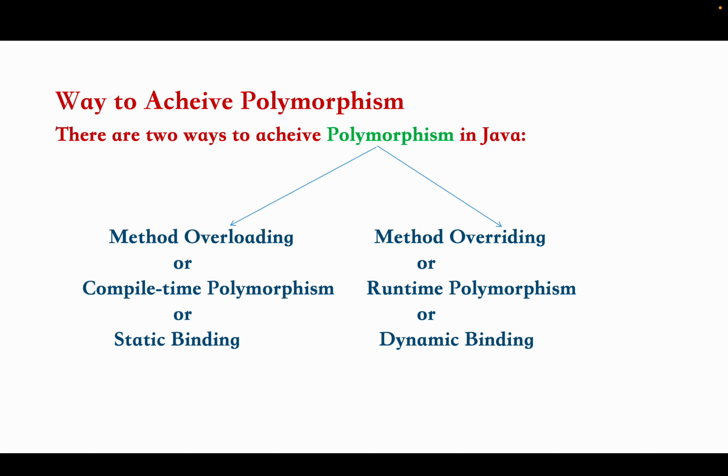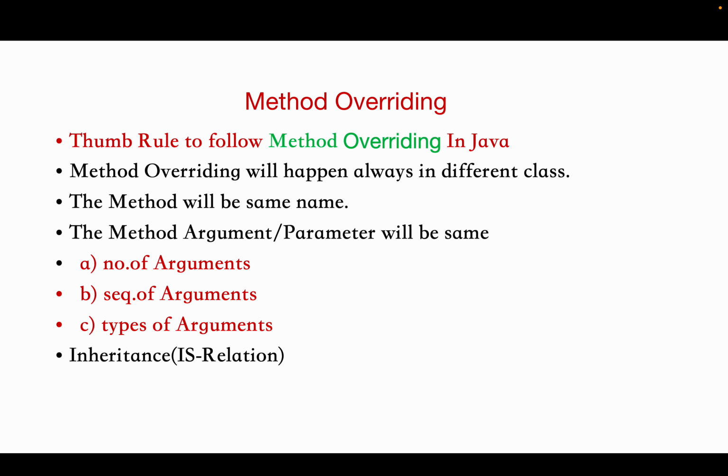Then guys, the second way to achieve polymorphism is method overriding. Due to method overriding, you can also achieve polymorphism. So today our agenda is how to achieve polymorphism with the help of method overriding. Method overriding is also known as runtime polymorphism, dynamic binding, late binding; all these terms are known for method overriding only. I hope you understood. Great. Then let's move to the next slide.